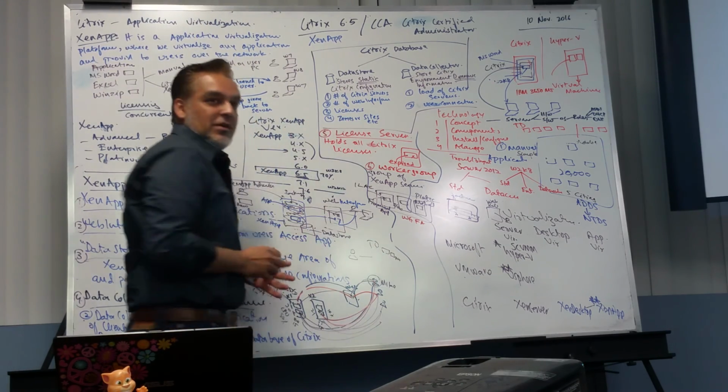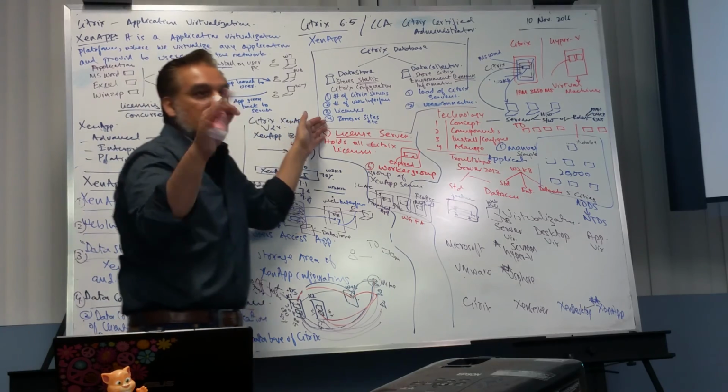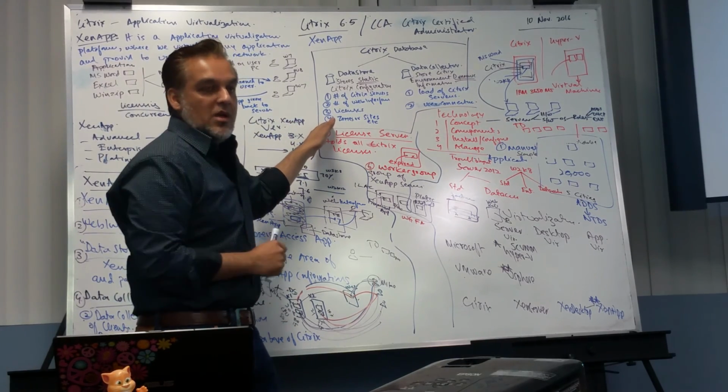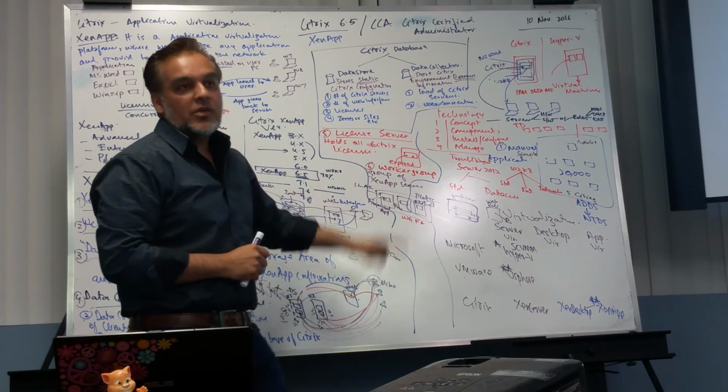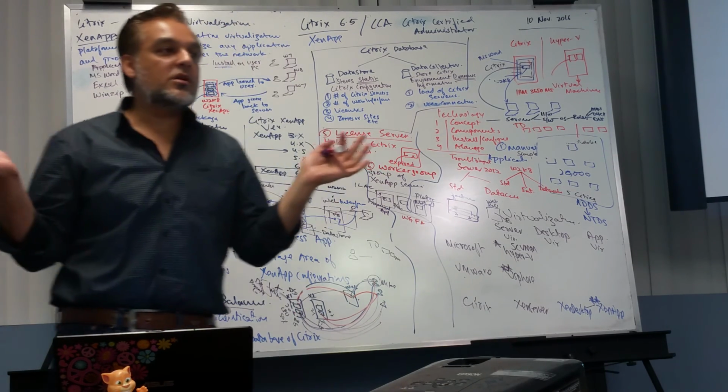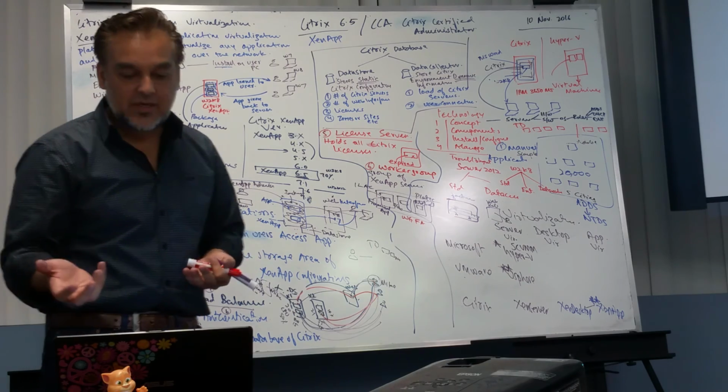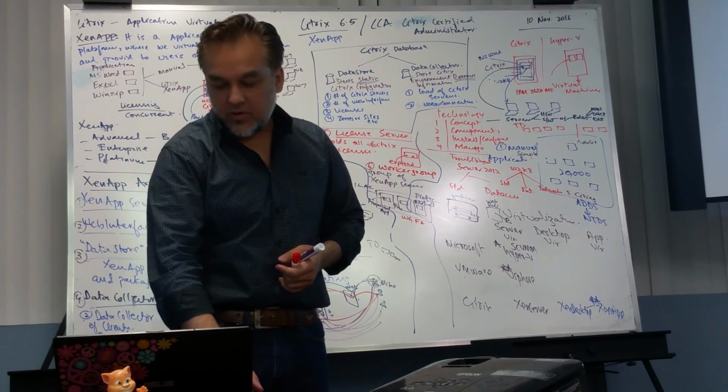And then we have the license server. Without licensing, Citrix will not work, and the license server is very, very important. Last one is worker group. Worker groups are just groups of servers for a specific task.